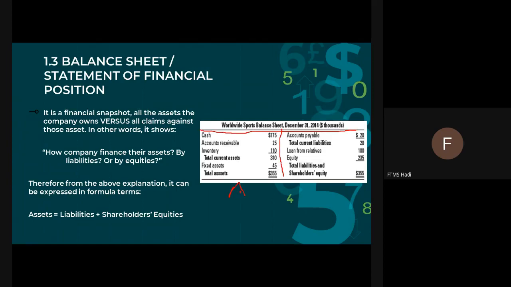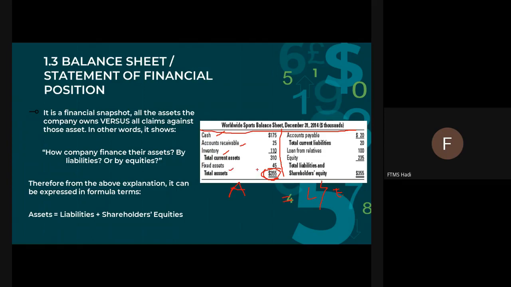This is the asset side. This is the liability and equity side. We already know that assets equal liabilities plus equity. As an analyst, we sometimes might question this company. Okay, we have 355 in assets. That means we own cash, we own accounts receivable, we own inventory, and we own fixed assets.